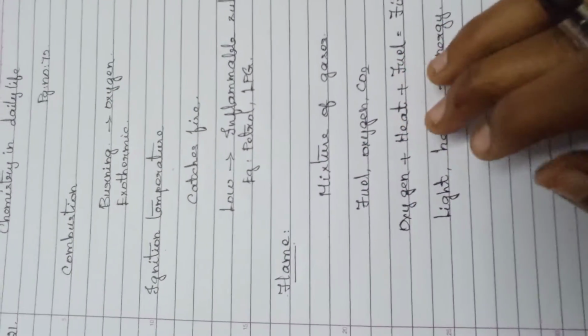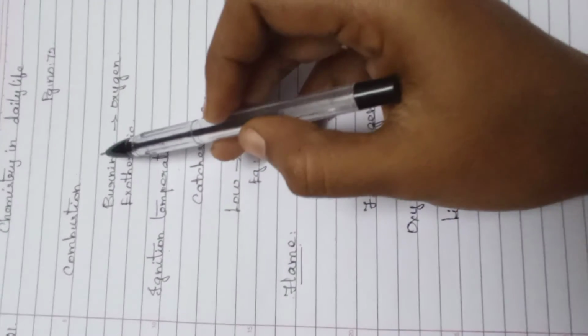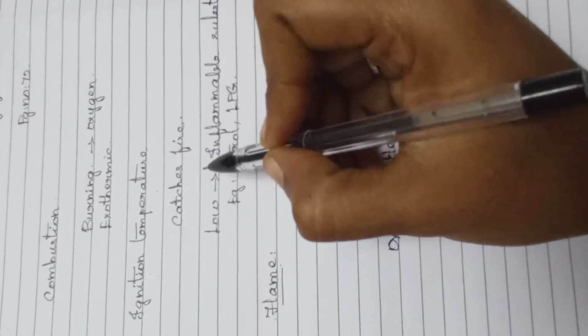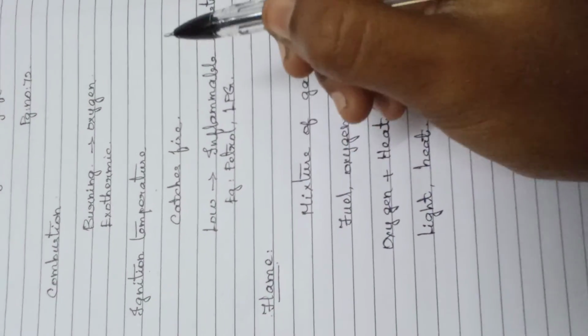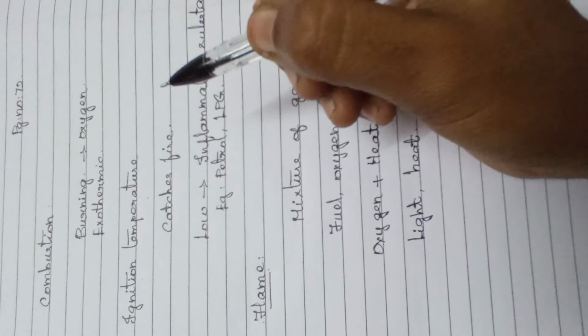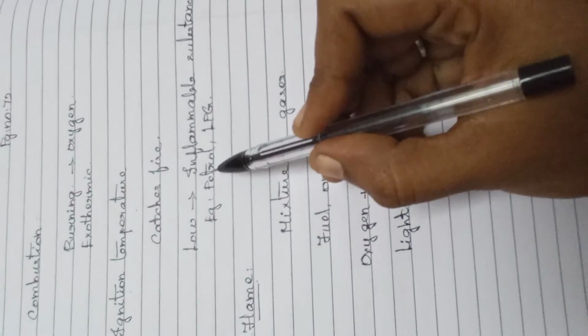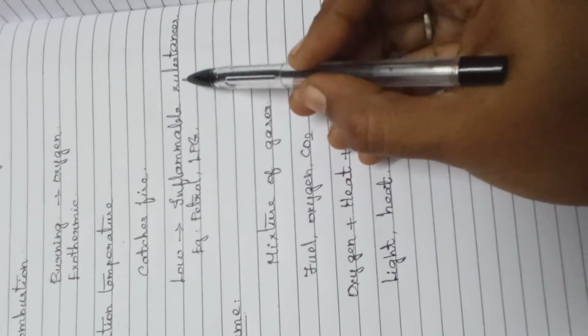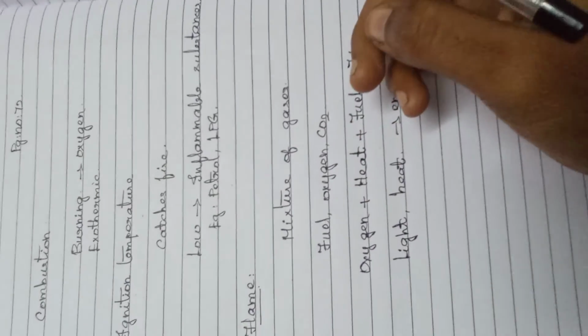So the topics we have discussed today are, first, combustion, which we have recalled once again. Then ignition temperature: the minimum temperature at which a substance catches fire. If a substance with a low ignition temperature catches fire, it is called an inflammable substance. For example, we can take petrol and LPG.